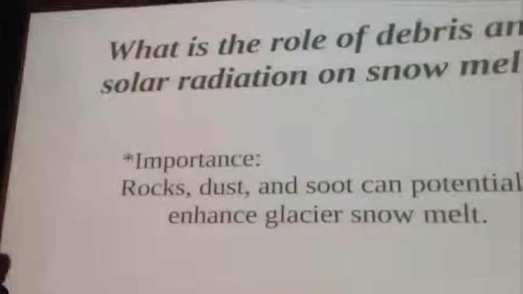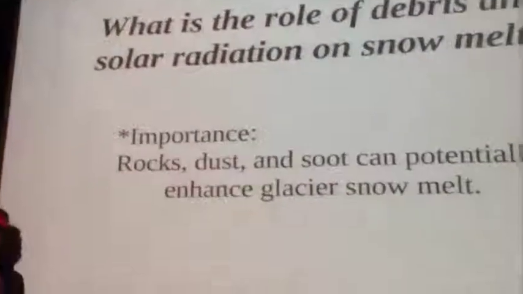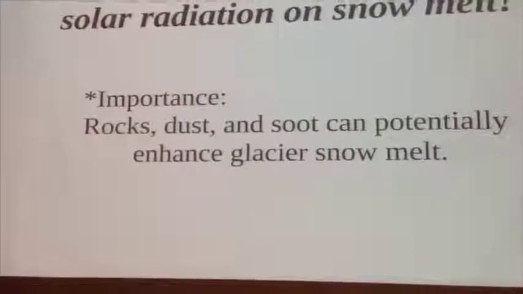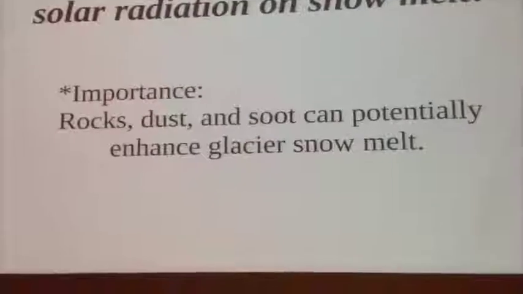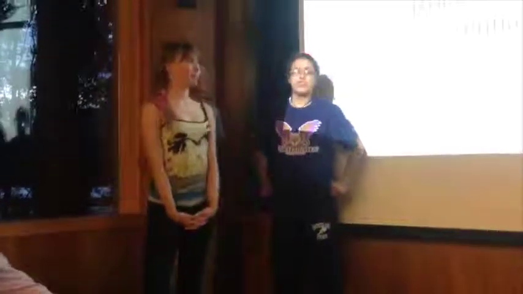We spent a lot of time on the glacier, and we got a chance to look around and see how beautiful everything was, and all three of us took notice of the topography of the snow on the glacier. So we focused on this main question: what is the role of debris and solar radiation on snowmelt? This is important because rocks and dust and soot, possibly even from human pollution, can affect the melt of snow on the glacier. Even enhance it.